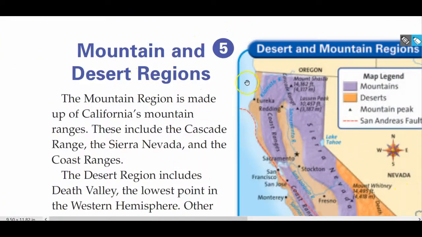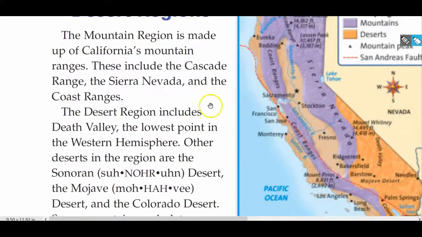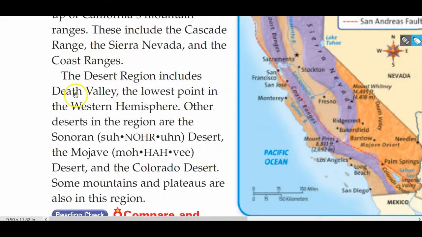And then mountain and desert regions. The mountain region is made up of California's ranges. These include Cascade Range, the Sierra Nevada, and the Coast Ranges. The desert region includes Death Valley, the lowest point in the Western Hemisphere. Other deserts in the region are the Sonoran Desert, the Mojave Desert, and the Colorado Desert.